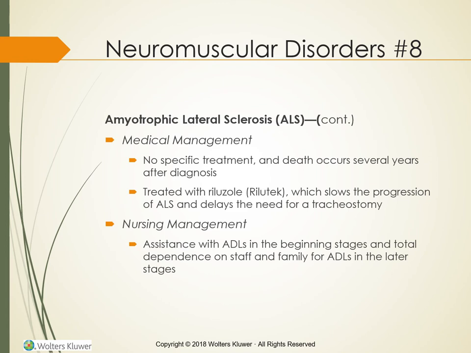The client is encouraged to remain active as long as possible. Death usually results from respiratory arrest or overwhelming respiratory infection. Mechanical ventilation is necessary when ALS affects the muscles of respiration. Clients are usually treated with Rilutek, R-I-L-U-T-E-K, generic name Riluzole, which slows the progression of ALS and delays the need for a tracheostomy.